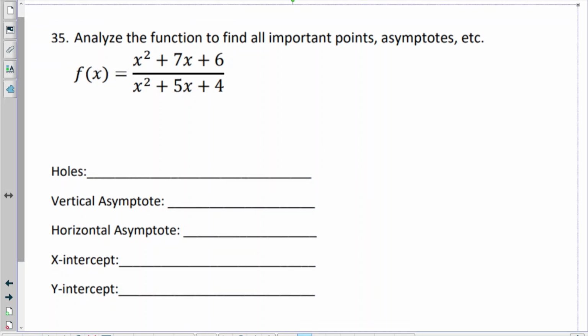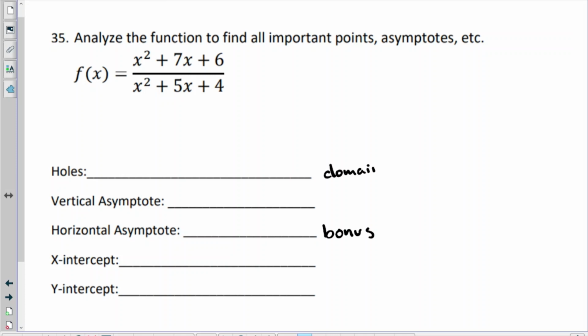So with this one, really what we have to do is factor our top and bottom. This is just a rational thing. On the test, this will be bonus, the horizontal asymptote. And so really all you need to know is the holes and the vertical asymptotes, which are your domain discontinuities. Anytime that your x value stops, okay? And then your horizontal asymptote, I'm going to talk about how to find it, but it's a bonus question on the test, okay? So let's factor these.